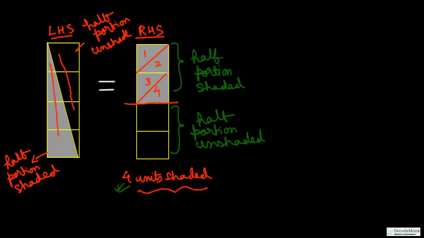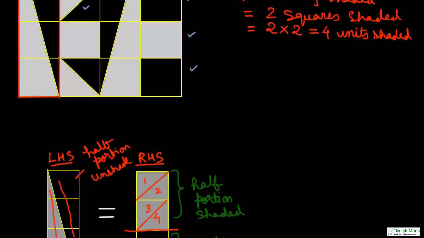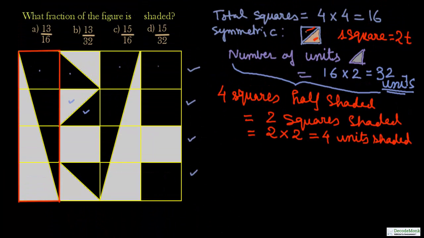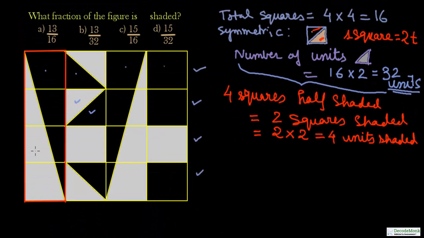So 4 units are shaded for this particular rectangle and also this particular rectangle. I hope now you should be getting my point. As we have taken this column wise, we can count portions shaded. Here portion shaded will be equal to 4 units. I encircle the figure. So this particular rectangle, a big rectangle, has got 4 units shaded.